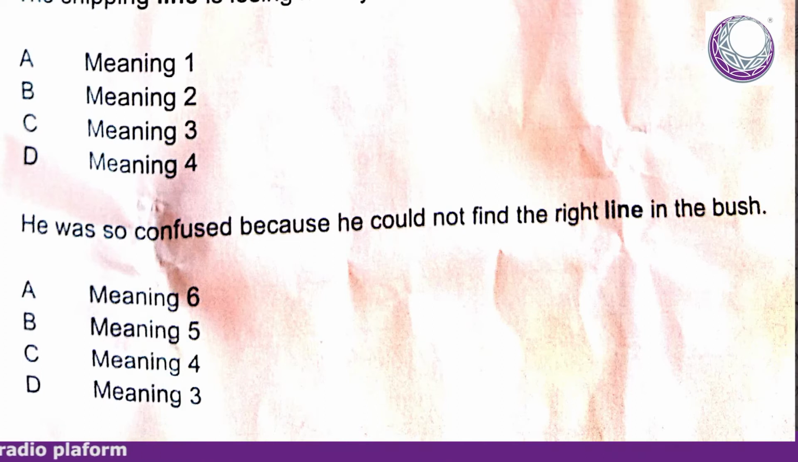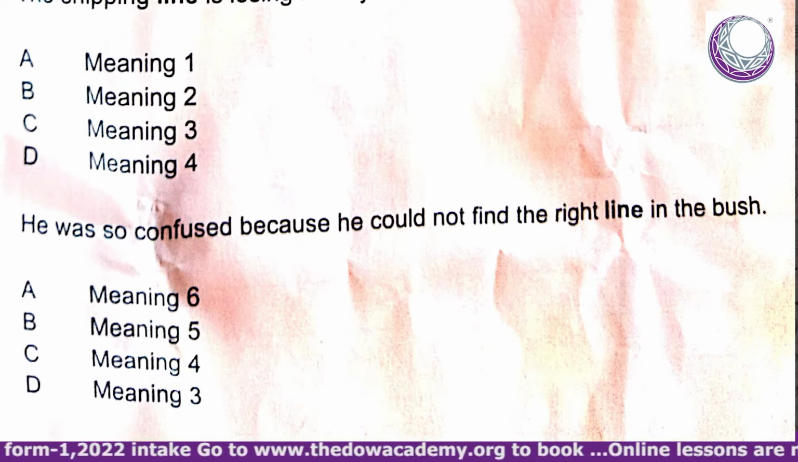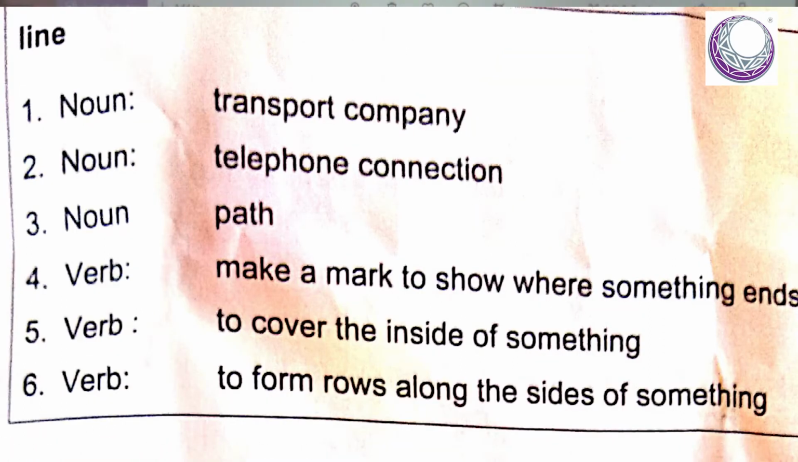So when you say he was confused because he could not find the right line in the bush, what is that person actually looking for? That person is actually looking for a path. That's what he's looking for. So that's a giveaway also. So the meaning there is meaning 3.